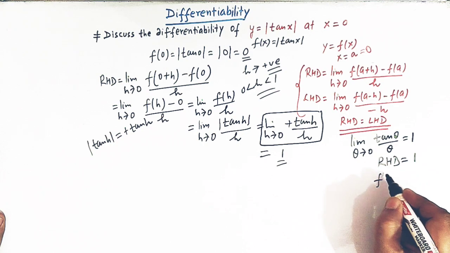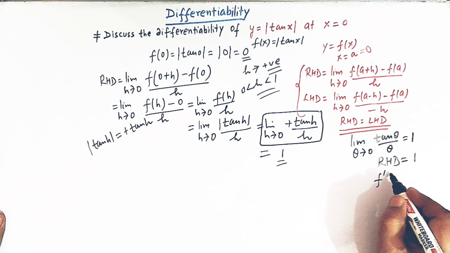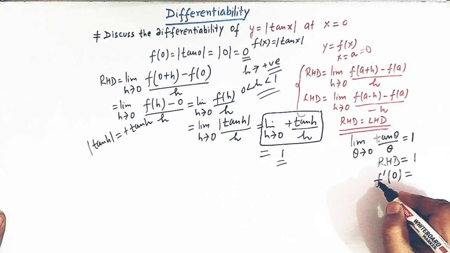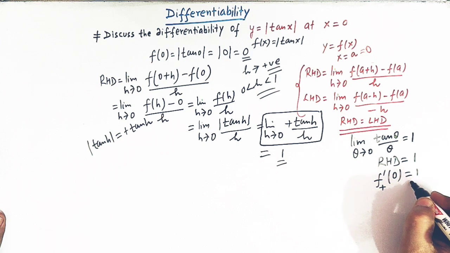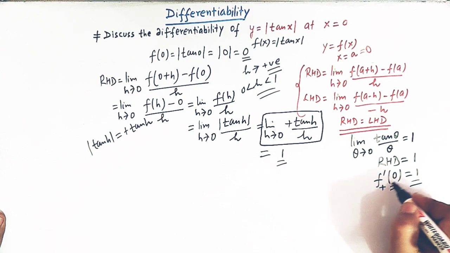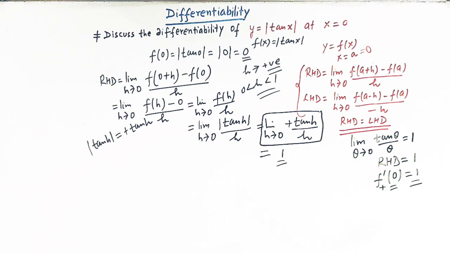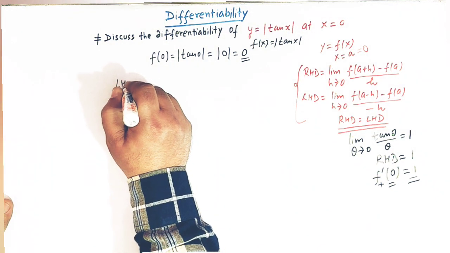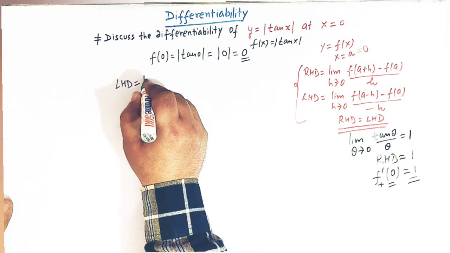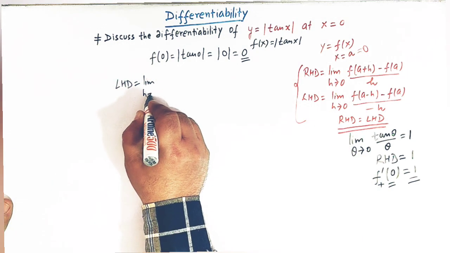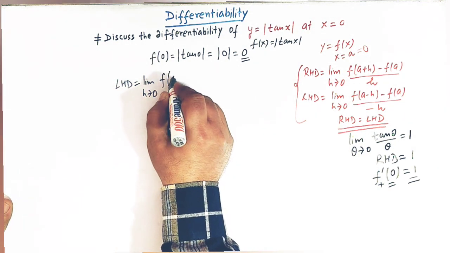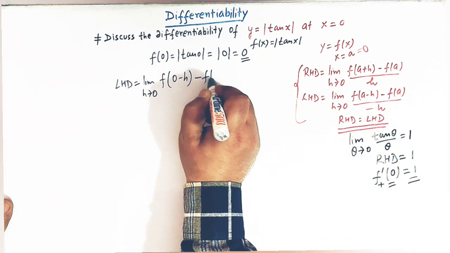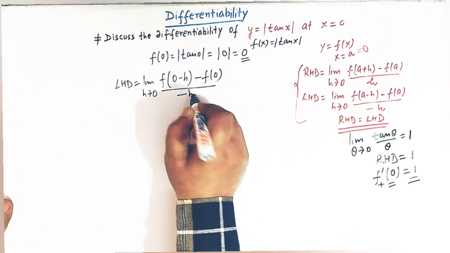We can also use the notation f prime of 0 with a positive sign, so f prime of 0 positive is equal to 1. This notation is for the right hand derivative. Now let us find the left hand derivative. The left hand derivative is given by the limit h tends to 0 of f of 0 minus h minus f of 0 divided by minus h, since a is 0.